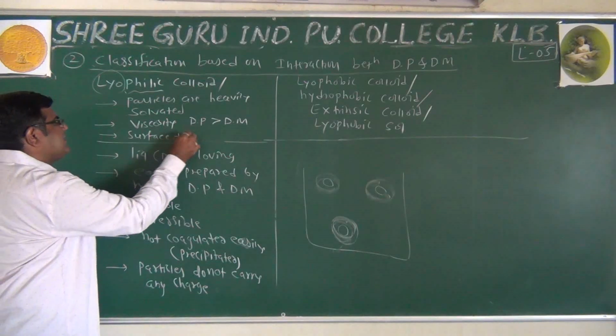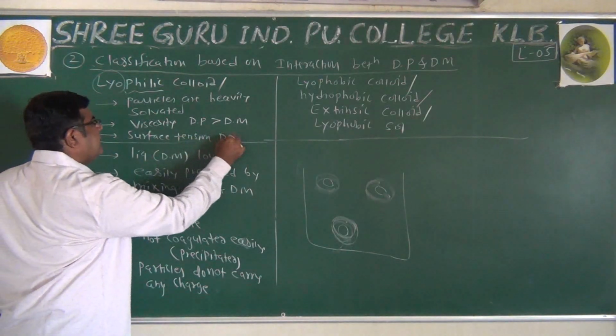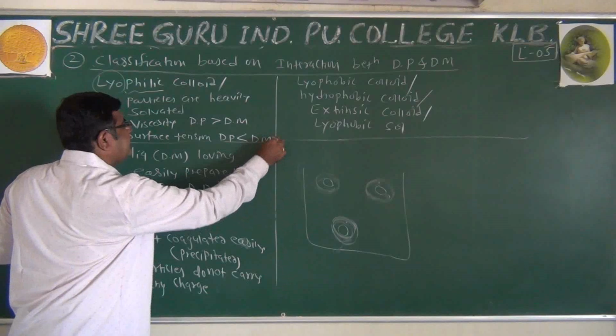Surface tension is the reverse. DM is greater.